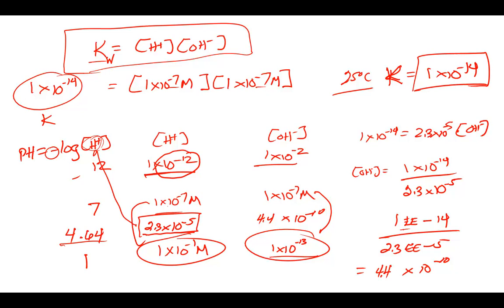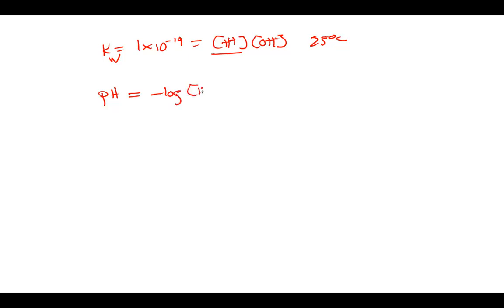All right, so let's put this all together. So we start off with the ion product constant of water, Kw, has to be 1 times 10 to the negative 14th. And that is equal to the product of the hydrogen ion concentration times the hydroxide ion concentration at 25 degrees Celsius. pH, we're focusing strictly on the hydrogen ion concentration, is equal to negative log of the hydrogen ion concentration.